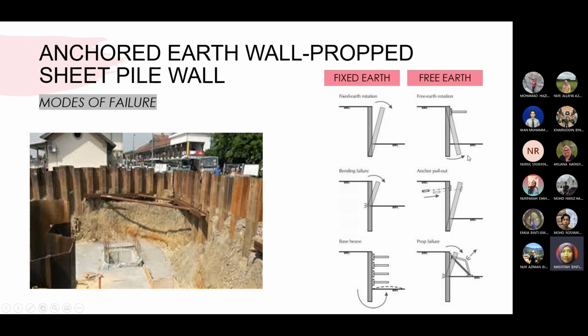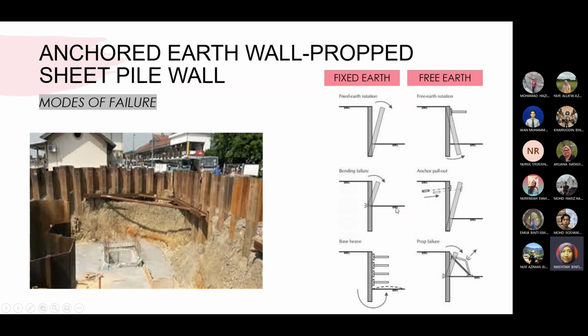As well as if you look at a comparison between fixed earth and free earth, for fixed earth the rotation is at the bottom, so rotation can occur at the top. For free earth here, at the top it is fixed, there is already a structure, but at the bottom no structure is placed, so the possibility of rotation happens here. So that is why it is called free earth. This is what is called fixed earth, for the moment to occur.